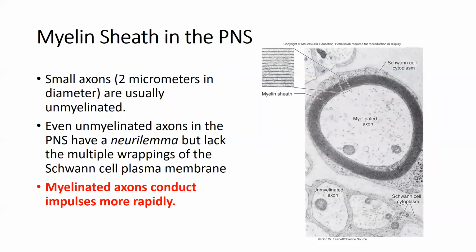So to talk more about myelin in the peripheral nervous system, there are some small, very tiny axons that are usually not even myelinated. These are obviously going to conduct impulses much slower than the larger ones. But they also will have some neurolemma associated with them, so they will still have a Schwann cell with a plasma membrane, but they are unmyelinated.